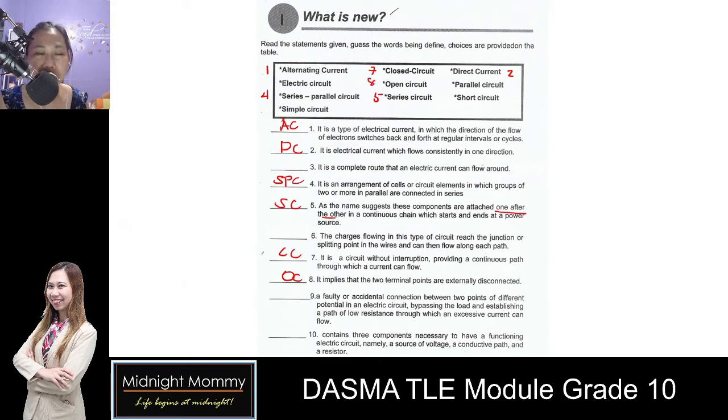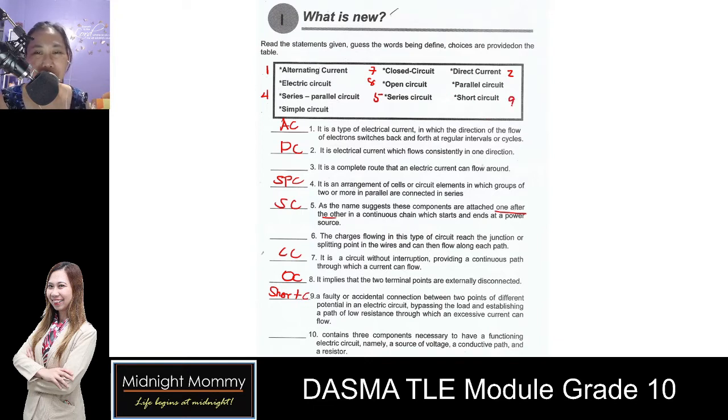Okay, next, a faulty accidental connection between 2 points of different potential in an electric circuit bypassing the load and establishing a path of low resistance through which an excessive current can flow. Okay, so madali lang po to. This is short circuit. Okay, so sulat ko Short C, kasi baka mapagkamalan kung SC yung ilalagay ko. So, ito yung number 9.